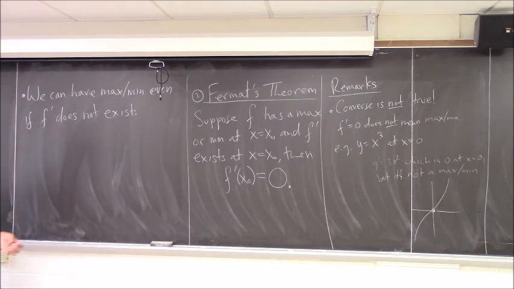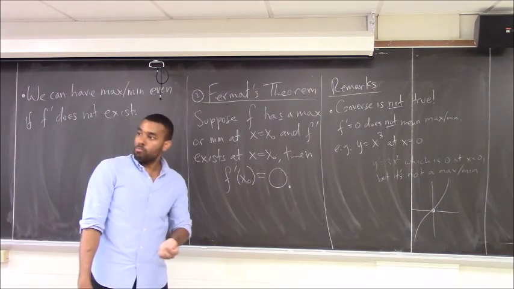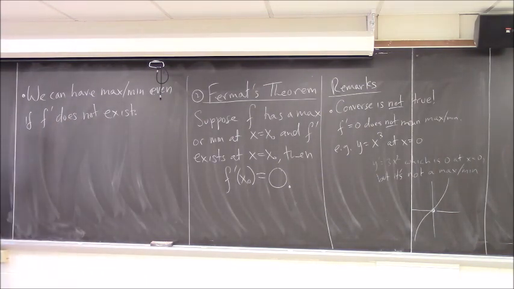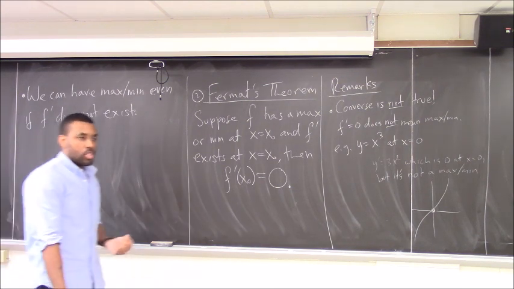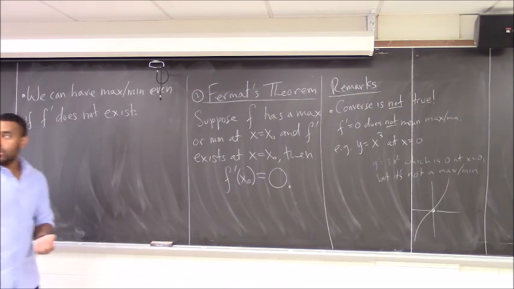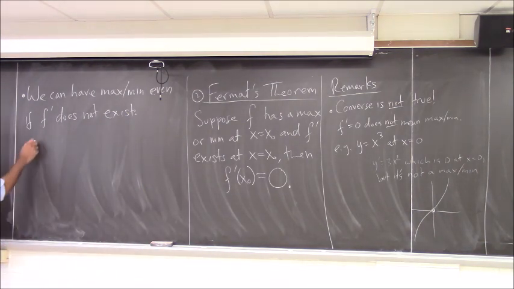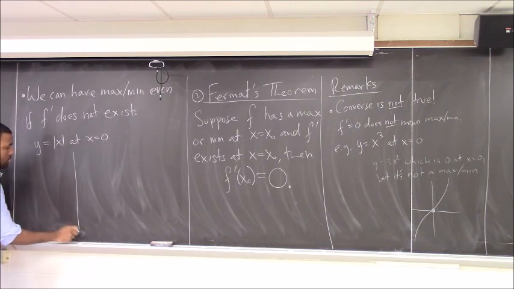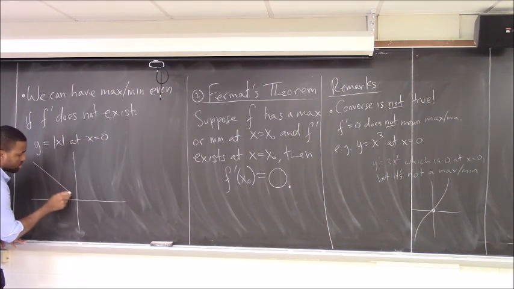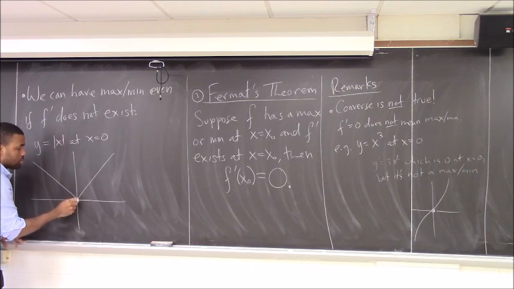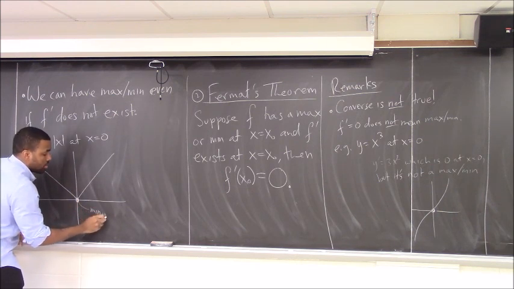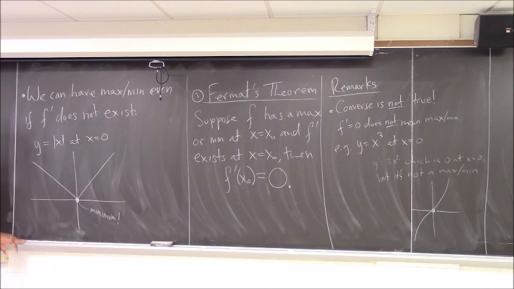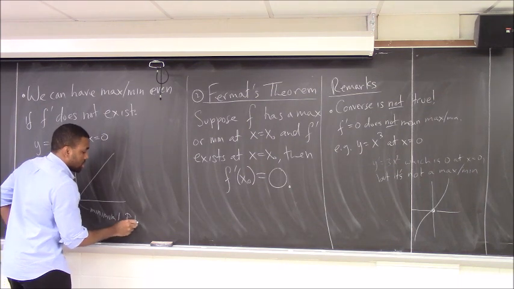Can anyone give me an example? Tell me a function and give me a point on that function that's a maximum or a minimum, but the derivative does not exist there. Yeah, absolute value of x. Absolute value of x is an example. We discussed this function before. That's the guy that looks like a V. This point here is clearly a minimum point. It's the absolute and local minimum, but the derivative does not exist there.